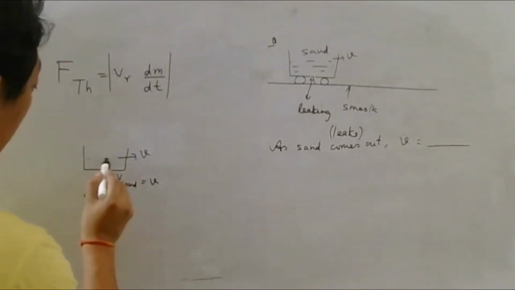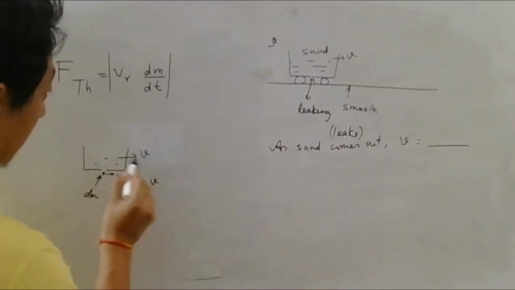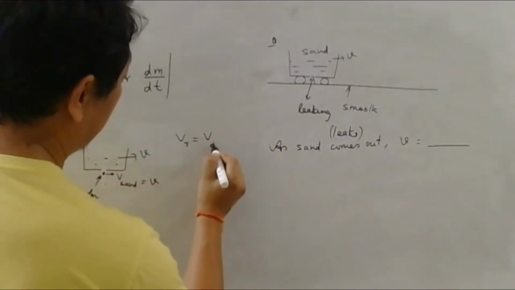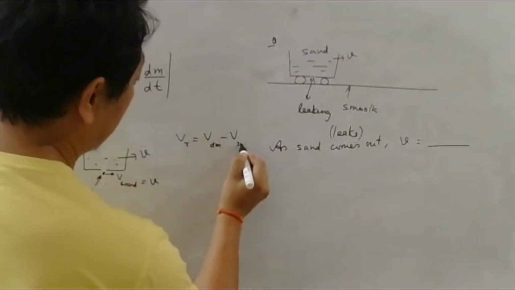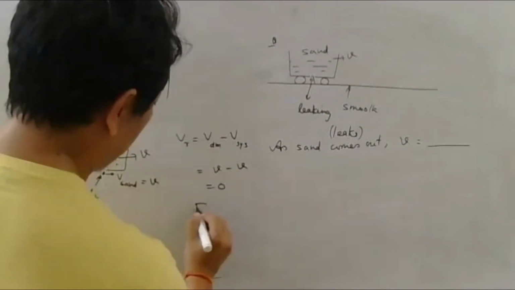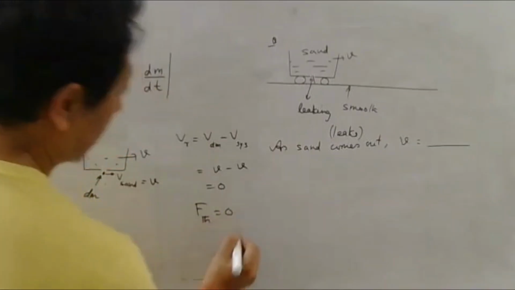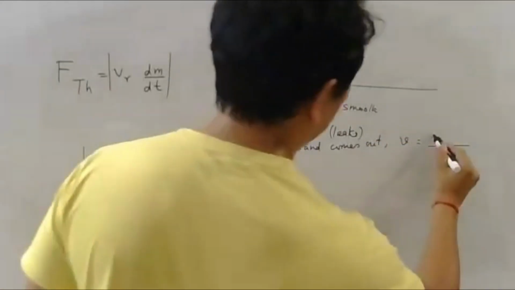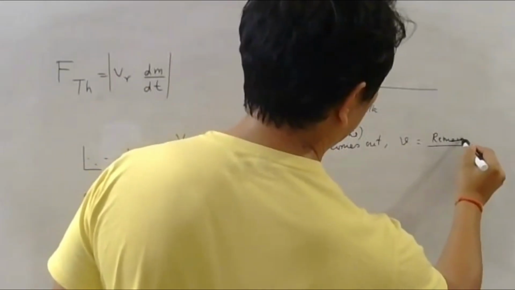Because the sand has the same velocity as the cart, what will the relative velocity be? Velocity of dm minus velocity of system, so this is v minus v, which is 0. So thrust force is 0. Now no thrust force, no other forces are there. Therefore, velocity remains constant.